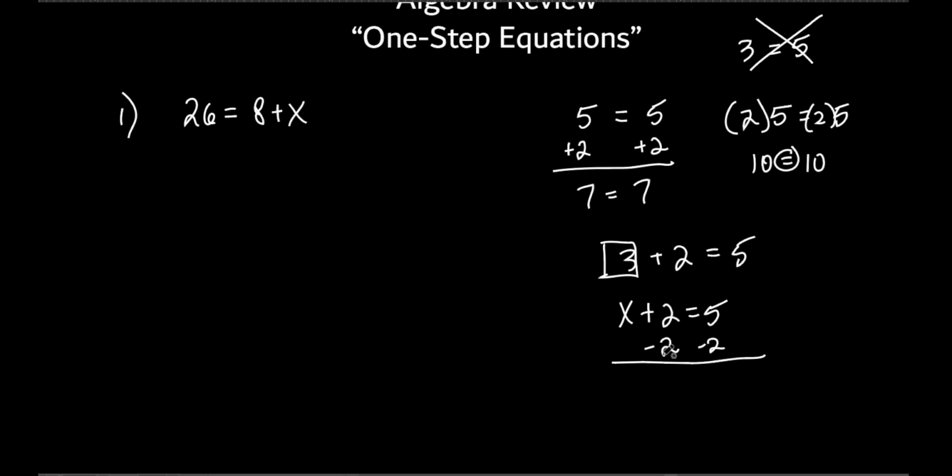Now what happens here? Why did I subtract a 2? Because 2 minus 2 is what? It's 0. Well, it's 0 plus x. But what's 2 minus 2? It's just 0, isn't it? What's x plus 0? x plus 0 is x. So I'm just left with an x.